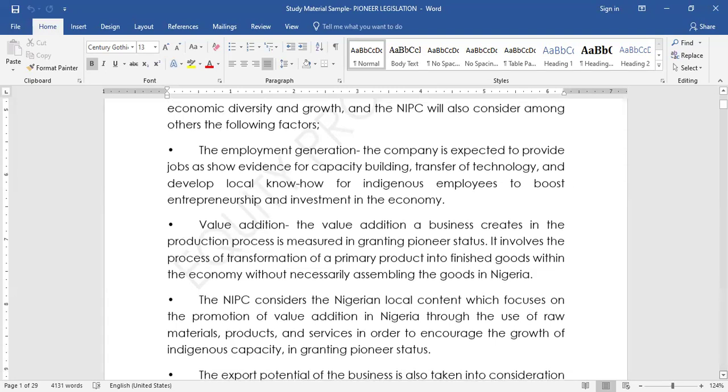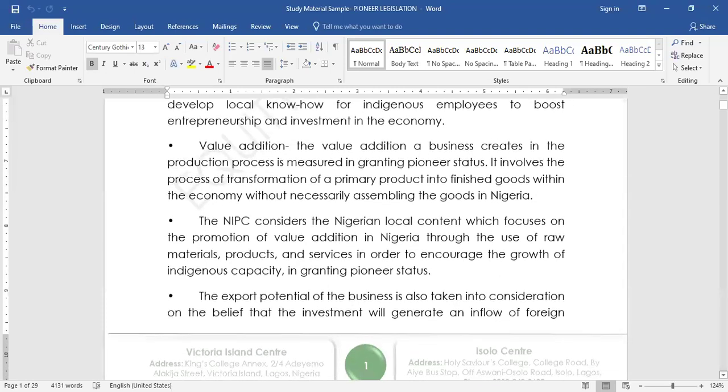Another factor is promotion of local content. That company must promote local products produced in Nigeria. That company must make use of local raw material extracted in Nigeria for the production of its goods and services. That company must not import its raw material from outside the country. The raw material the company wants to use to produce the goods and services must be from Nigeria. That is local content, Nigeria local content.